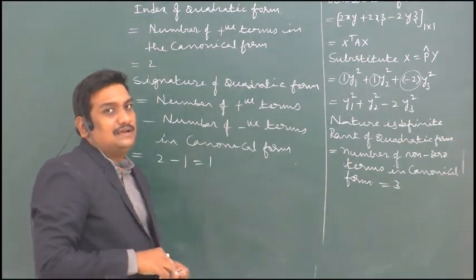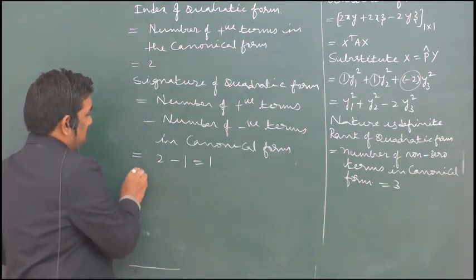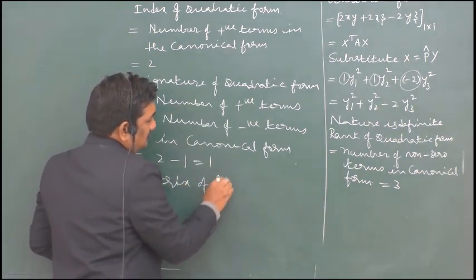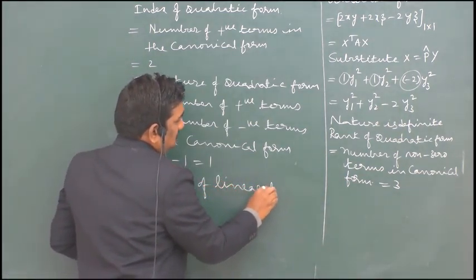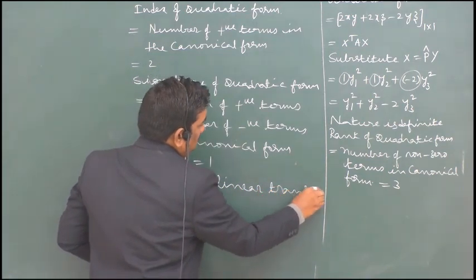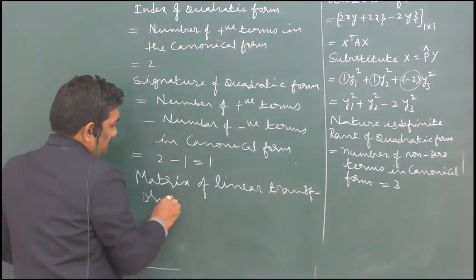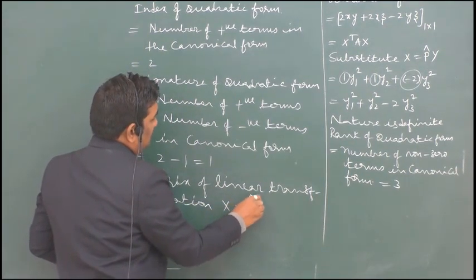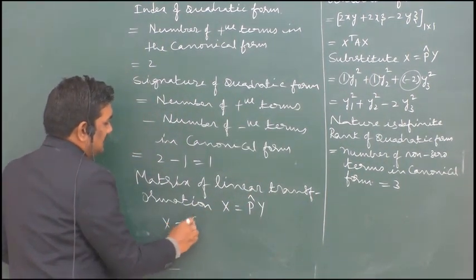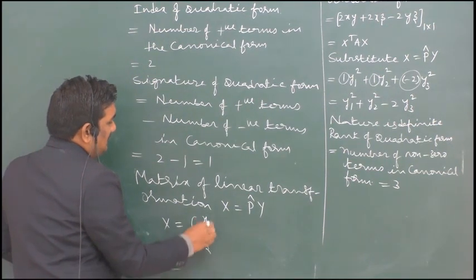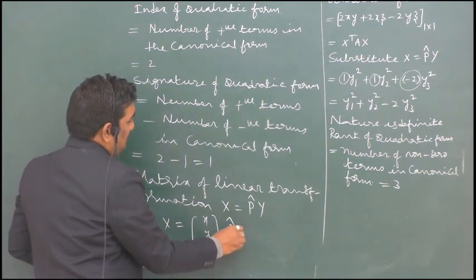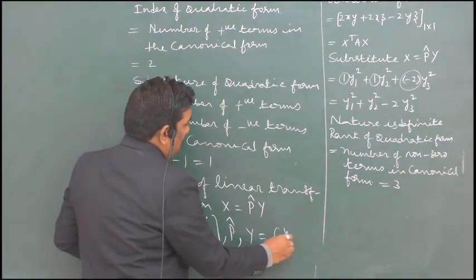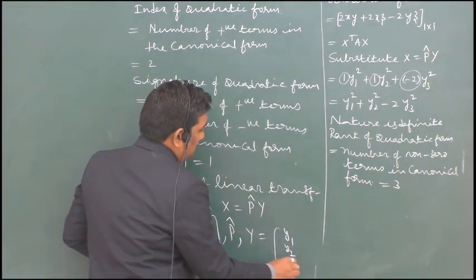Last one, the matrix of linear transformation. The matrix of linear transformation is X equals P cap Y, where X is the column matrix having the variables X, Y, Z, P cap is the normalized modal matrix already given, and Y is the column matrix Y1, Y2, Y3.